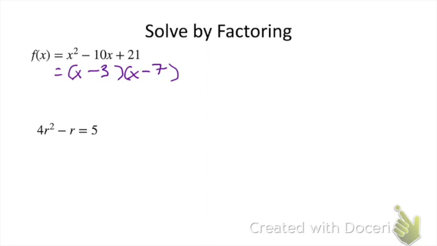That's my factored form. And then what you do is use the zero product property. x minus 3 equals 0. x minus 7 is 0. And my two solutions are 3 and 7.